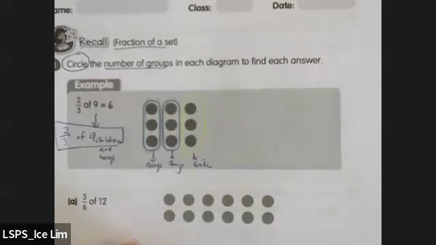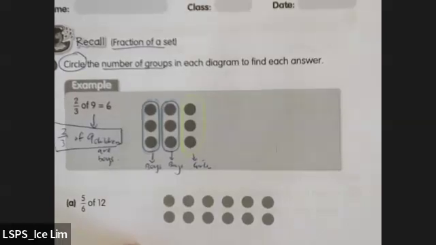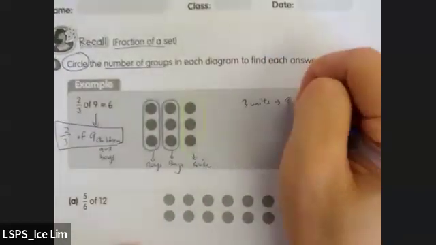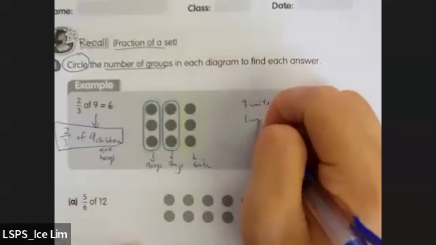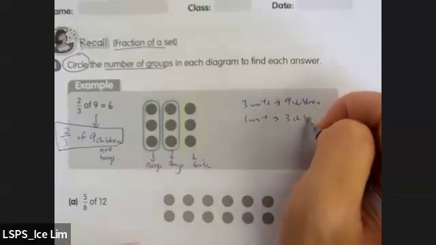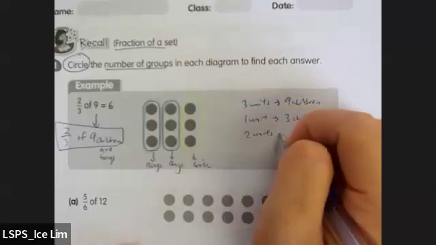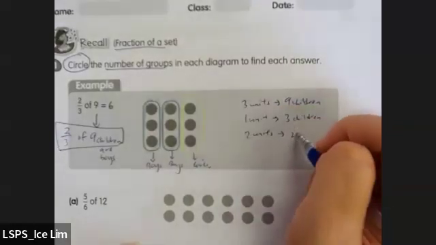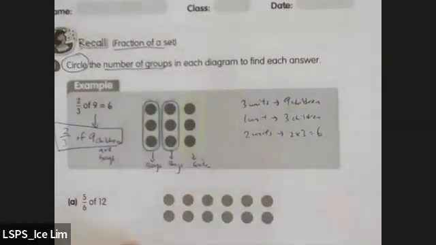So in the textbook that I asked you to do yesterday, it shows you the unitary method. That means I can say 3 units in all are 9 children. So 1 unit refers to 3 children. And I want 2 units, because 2 units are boys, 2 out of 3. So 2 units is 2 times 3 equals 6.